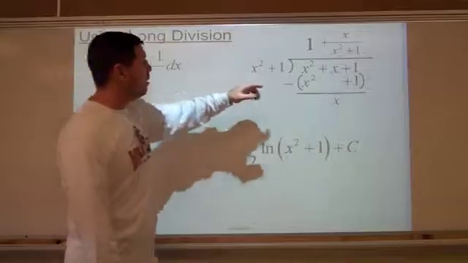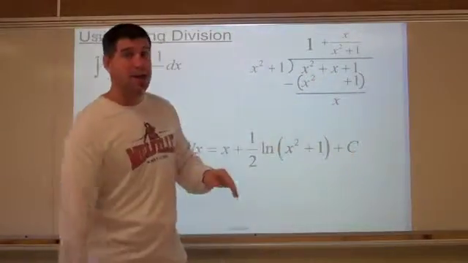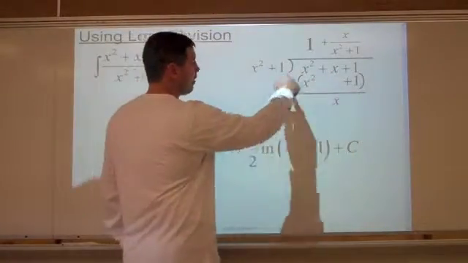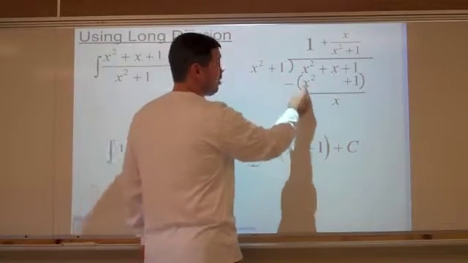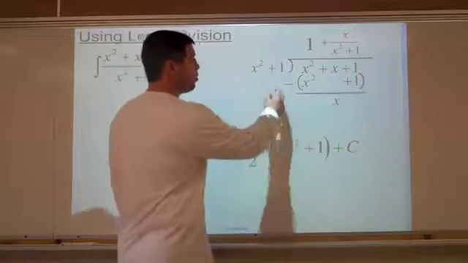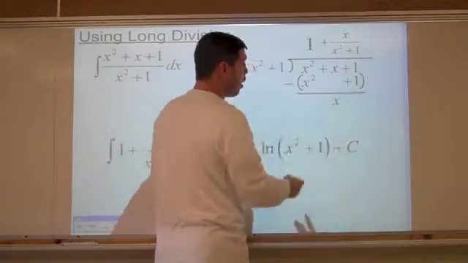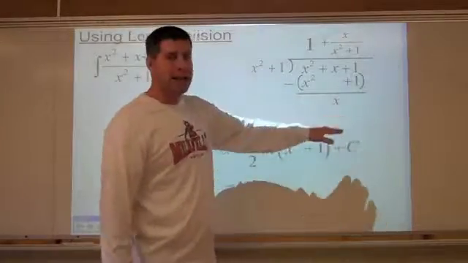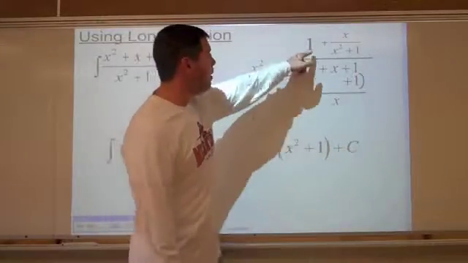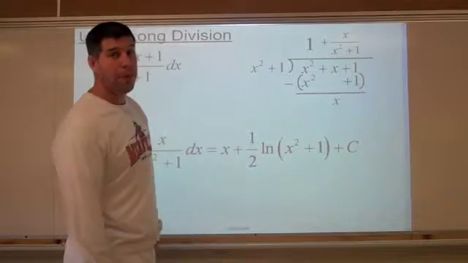So you divide this out. x squared plus x plus 1 divided by x squared plus 1. x squared times 1 gives you x squared. So you get 1 times this is x squared plus 1. Subtract that, x squareds go, 1's go, you're left with an x. Okay? x squared doesn't go into x, so that's your remainder. So you get 1 plus x over x squared plus 1.